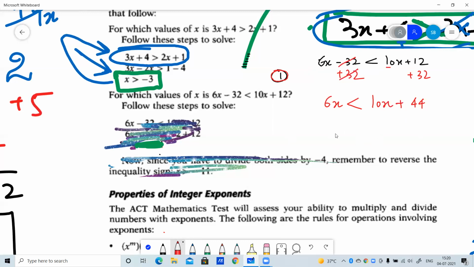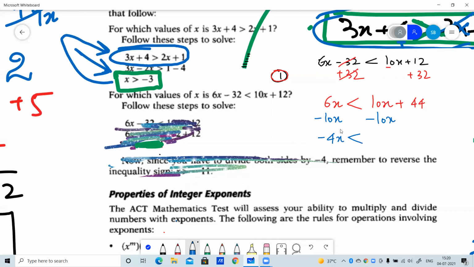Now add 10x. No. If we add 10x, we won't cancel. Yeah. So positive 10x and negative 10x will cancel. Oh, actually, yes. Subtract 10x and then subtract 10x from 6x. One second. So you're subtracting 10x from both sides, right? Right. How much is 6x minus 10x? Negative 4x.